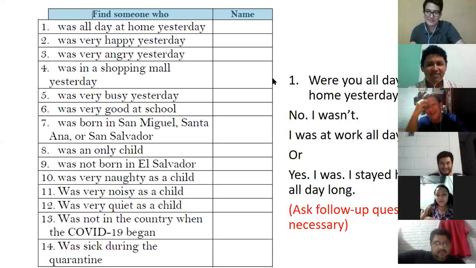Yes, angry is when you are like mad, right? Like this one. Yes, right. Okay.